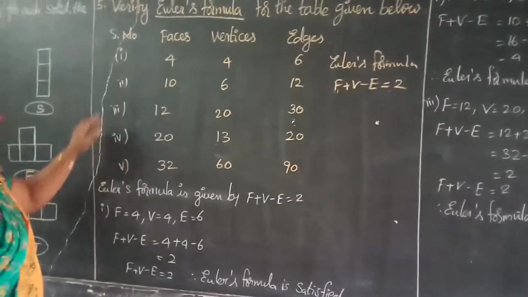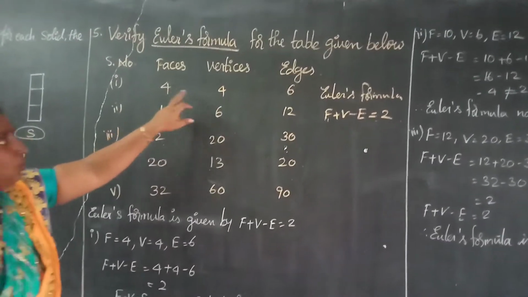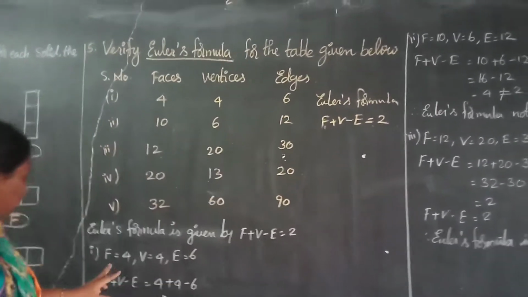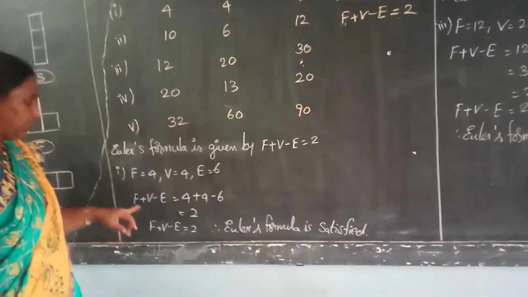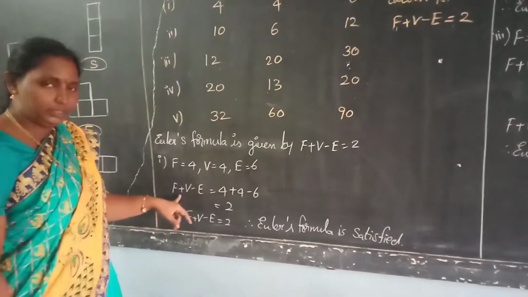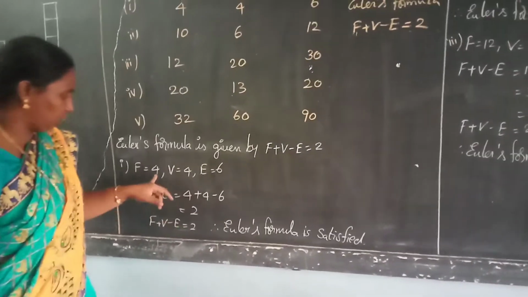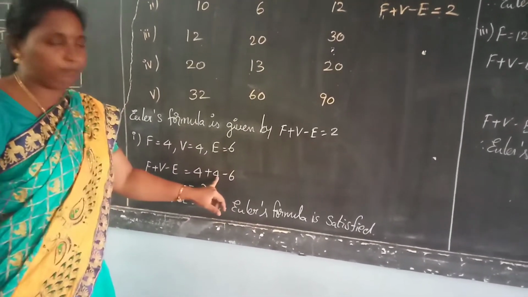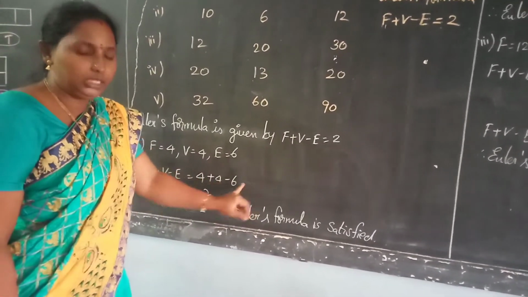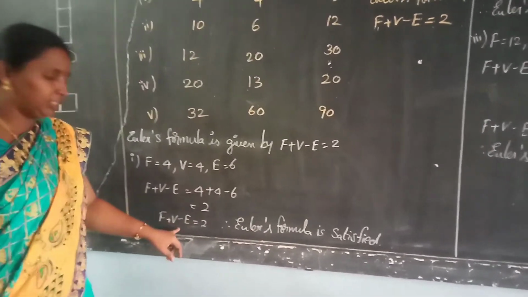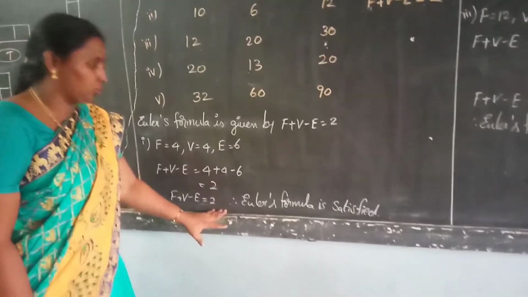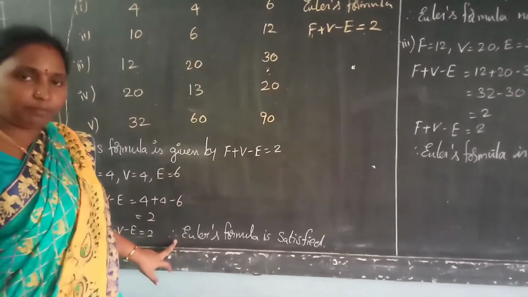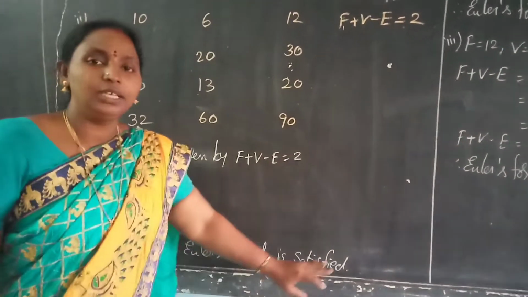See the first one, they have given F equal to 4, V equal to 4 and E equal to 6. So write that F4, V4, E6. So consider F plus V minus E equal to 4 plus 4 minus 6. 4 plus 4 you get 8. 8 minus 6 you get 2. So F plus V minus E equals 2. So it satisfies Euler's formula. Write the last step, therefore Euler's formula is satisfied.